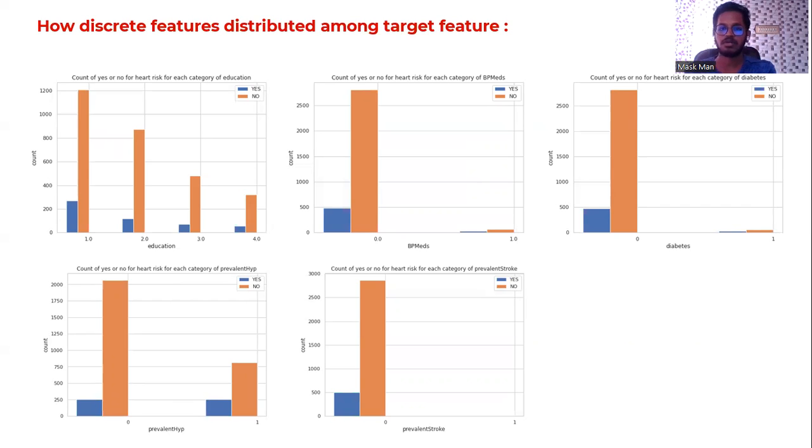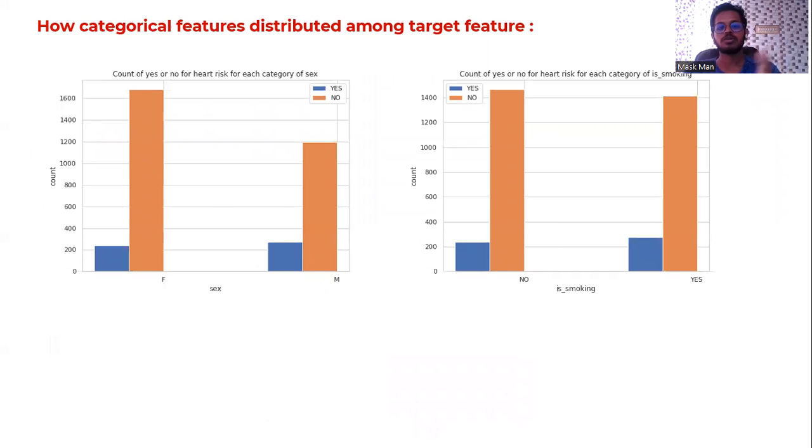How many have and don't have a risk? Likewise, in diabetes also, there are two categories: the patient has diabetes, and the patient doesn't have diabetes. So if you see among these two categories, what are the counts of the people who have a risk and who don't have a risk? Likewise, in prevalent stroke, here we can observe how many people in those categories have a risk and don't have a risk. Likewise, the categorical features are also distributed among the target feature.